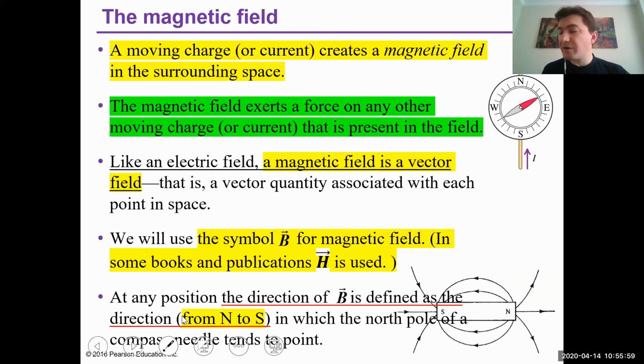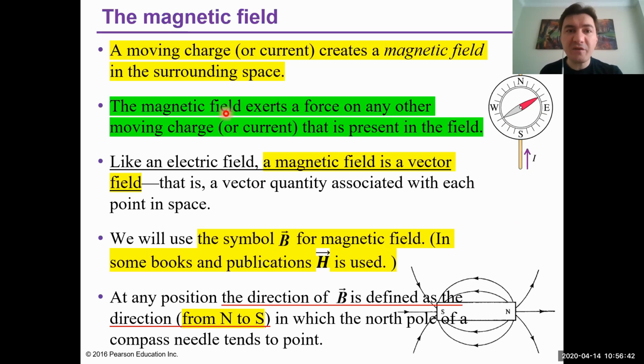So now let's try to understand the nature of the magnetic field. What is the magnetic field and how does it behave? We will talk about this. A moving charge. So what is a moving charge? A moving charge is the current, right? Current is the movement of charges from one place to another place. A moving charge or current creates a magnetic field in the surrounding space, like here. If you drive current through the conductor, it will produce magnetic field lines around itself, okay?